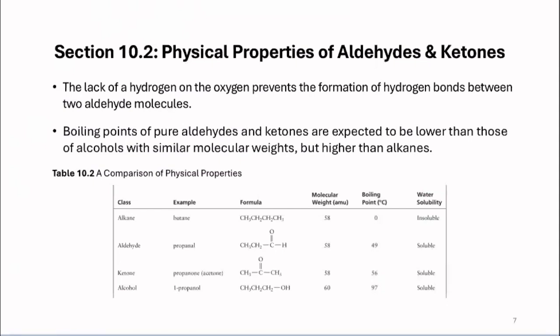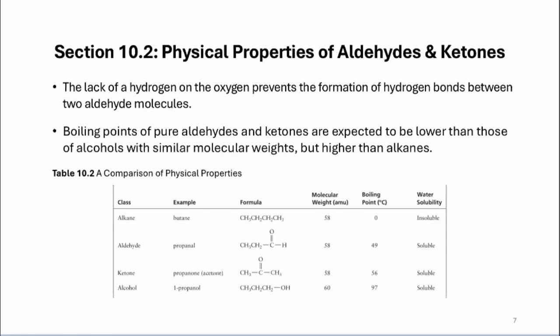Let's now proceed to talk about the physical properties for aldehydes and ketones. The lack of a hydrogen on the oxygen prevents the formation of hydrogen bonds between two aldehyde molecules. The boiling points of pure aldehydes and ketones are expected to be lower than those of alcohols with similar molecular weights, but their boiling points are going to be higher than alkanes.